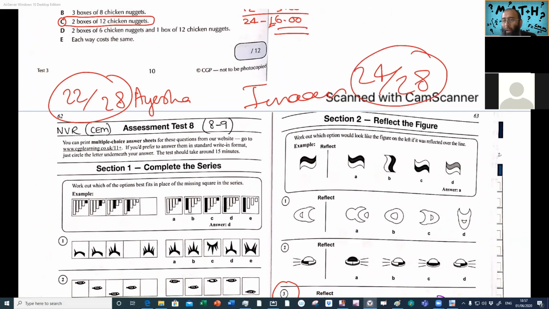Iman, did you get 24 out of 28? Okay, your voice has kind of gone away. Mom, type in chat if you did. What did you get? Tell her to type in chat. You got 21 out of 28. Yeah, okay, very good. No problem, we've done the corrections.